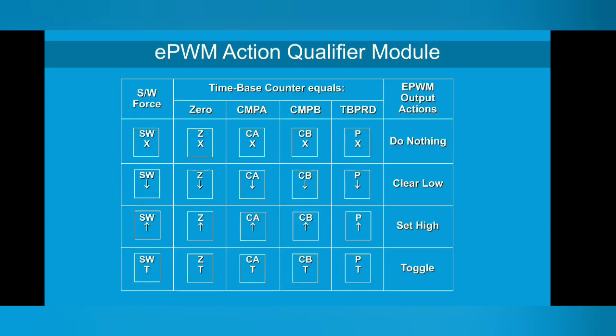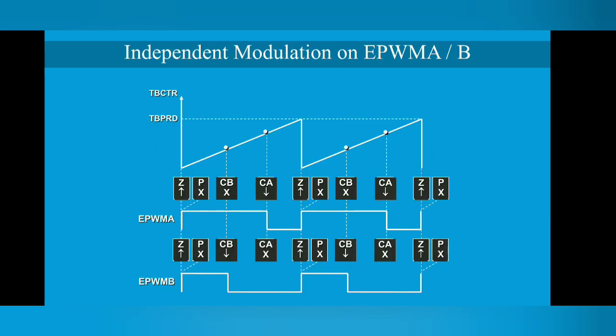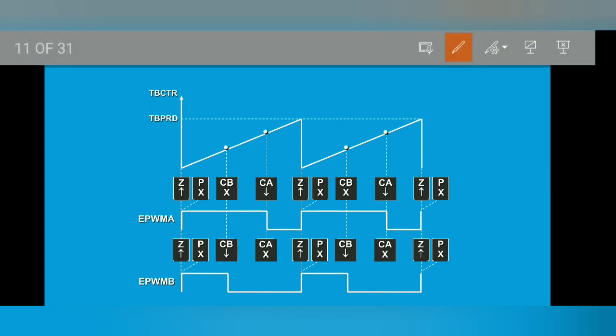So what are the action qualifier modules? The action qualifier module will do different outputs. It will do nothing, it will clear the output to low, it will set the output, and it will toggle the output. So how is it doing this, and at what point? We have a different set of points, a four set of points: one is 0, one is TBPRD, one is compare A and one is compare B.